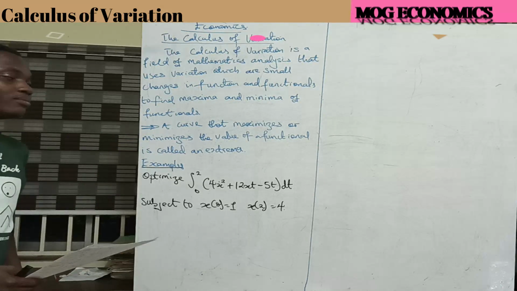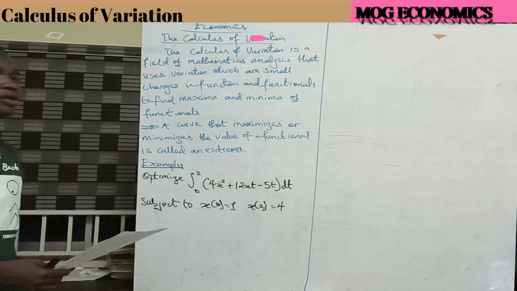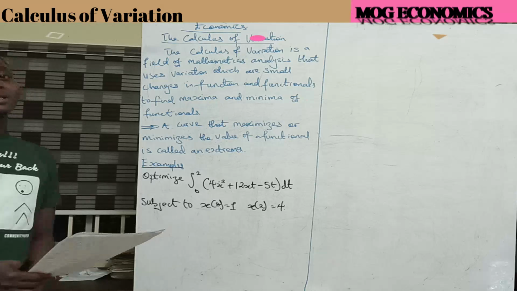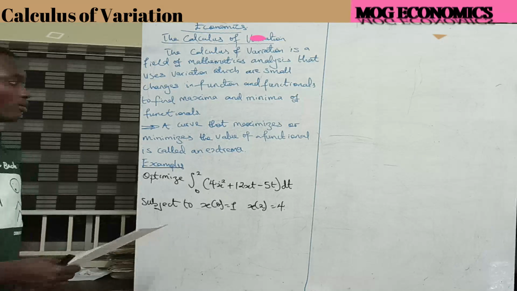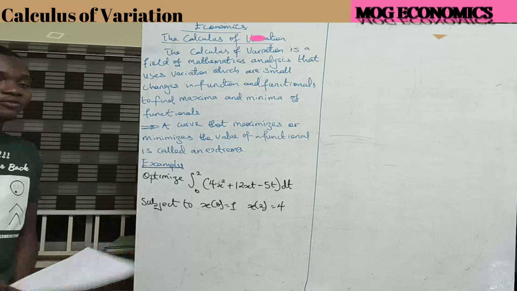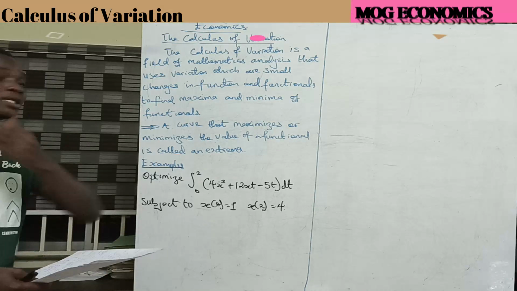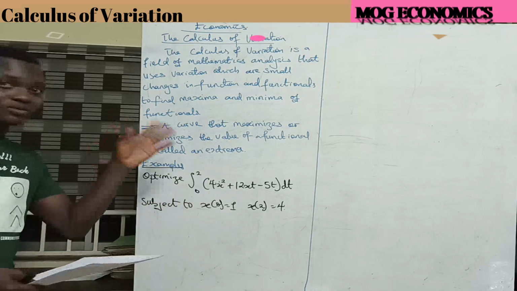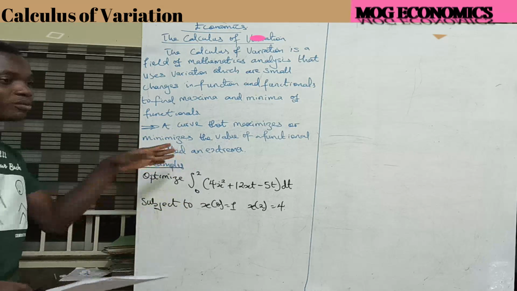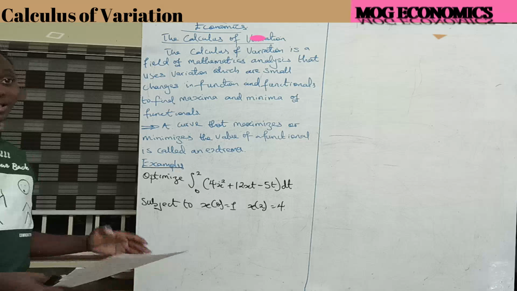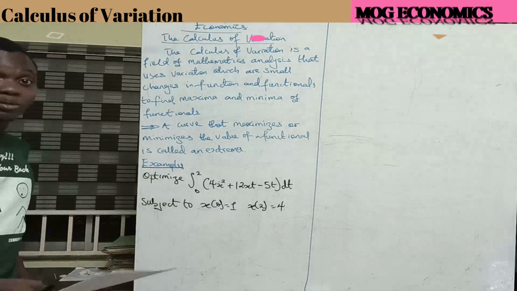A curve that maximizes or minimizes the value of a functional is called an extrema. All right, so a curve that maximizes or minimizes the value of a functional is called an extrema. So you might want to take note of that. There are a lot of writings and theoretical underpinnings in this stuff, but let's just go straight to an example because I think that's probably more important to you.